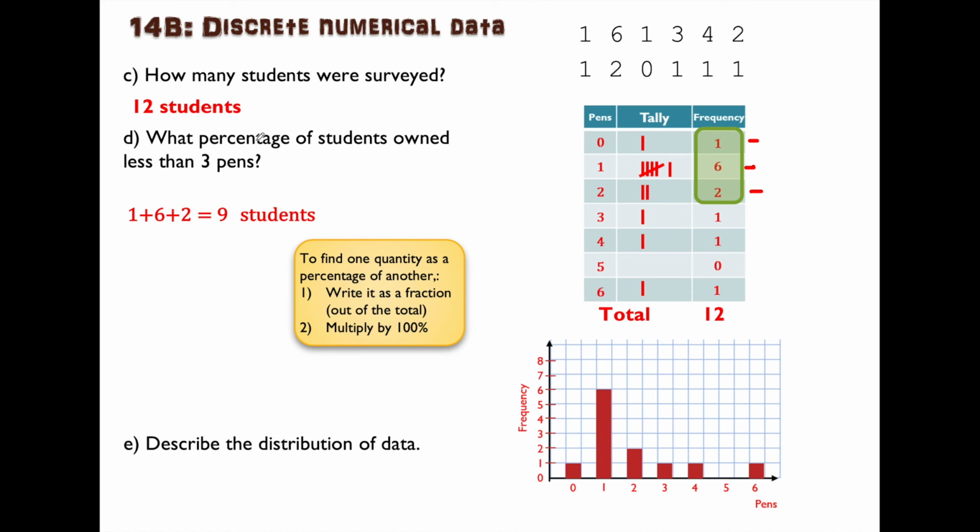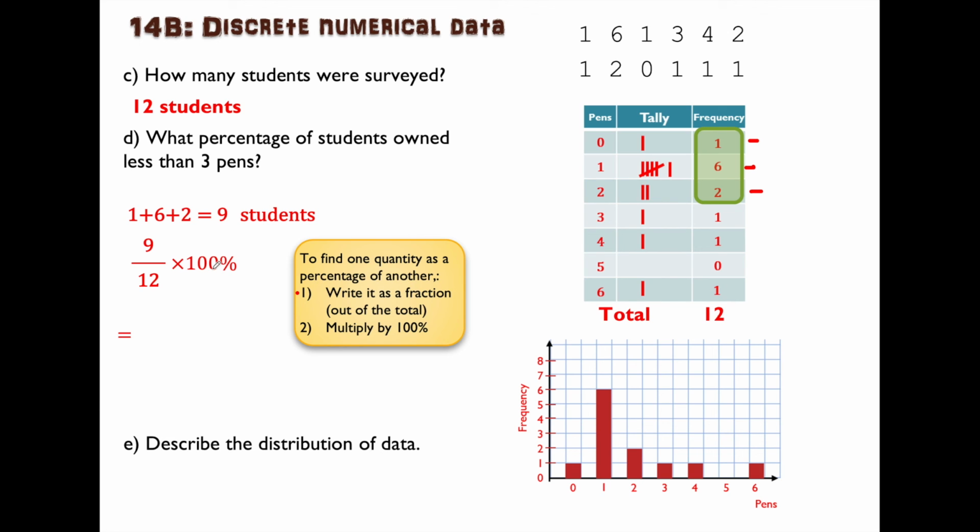Now we need this as a percentage of students. So first, let's write it as a fraction out of the total. To write it as a fraction, it's 9 students out of, how many students were there in total? 12 students. So 9 out of 12, now we've written it as a fraction. And then we can multiply it by 100%. Really, we're multiplying it by 100 and then adding a percentage sign at the end. On your calculator, my advice for you, never press the percentage button. It will only confuse you and give you a result that confuses you. Just do 9 over 12 times 100.